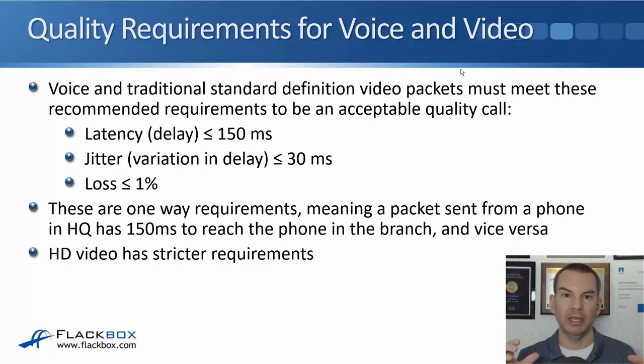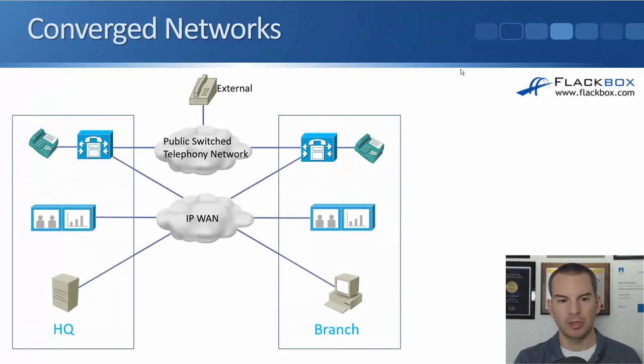Now, those are one-way requirements, meaning that a packet sent from a phone in the HQ has 150 milliseconds to reach the phone in the branch and vice versa. So if we go back and look at the diagram, you see we've got our phones in the HQ. We're going to make a phone call from the HQ to the phone in the branch. Those packets coming from the phone in the HQ are where your spoken voice is carried inside. They've got 150 milliseconds to make it to the phone in the branch.